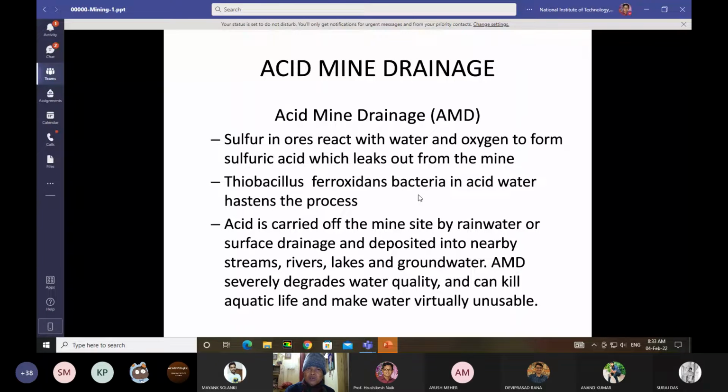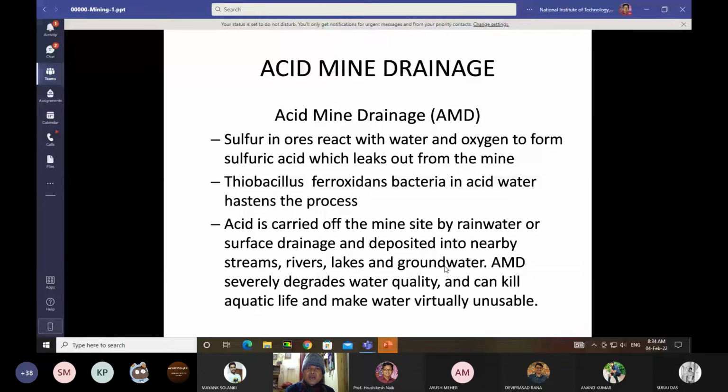If sulfur is present in the ores, it will react with water and oxygen to form sulfuric acid, which leaks out from the mine. Thiobacillus ferrooxidans bacteria in acid water hasten the process. Acid is carried off the mine site by rainwater or surface drainage and deposited into nearby streams, rivers, lakes, and groundwater. So, acid mine drainage severely degrades the water quality and can kill aquatic life and make water virtually unusable.